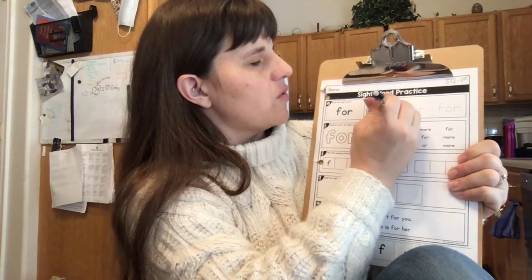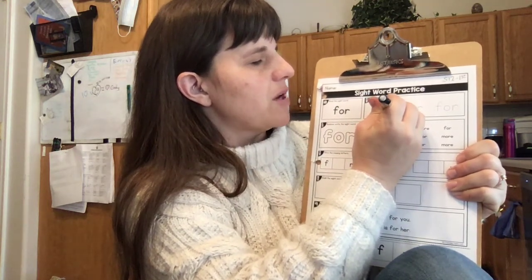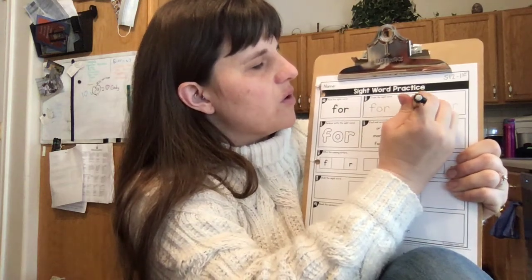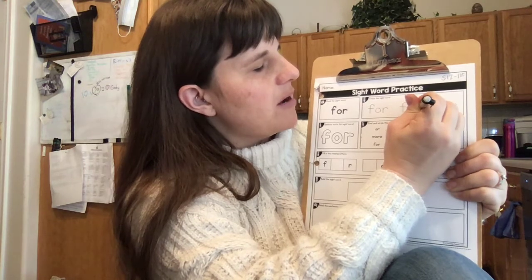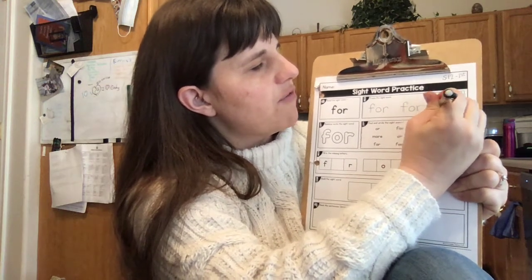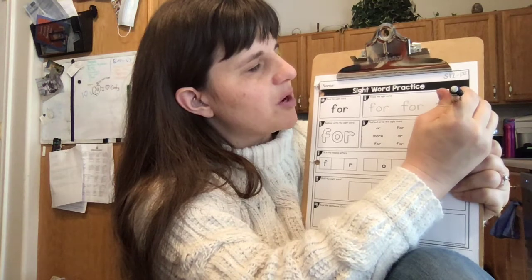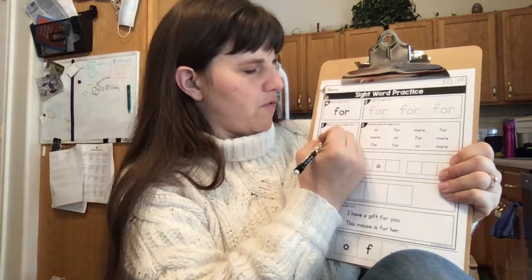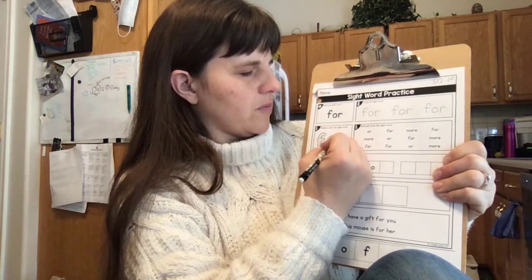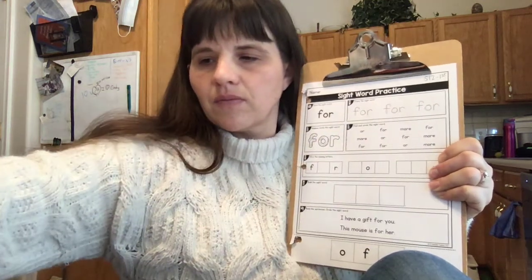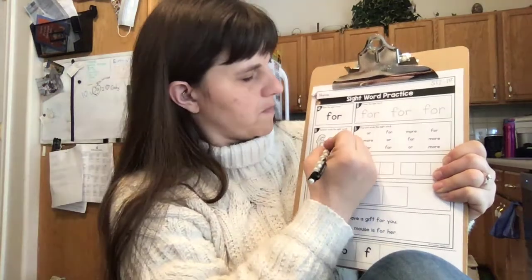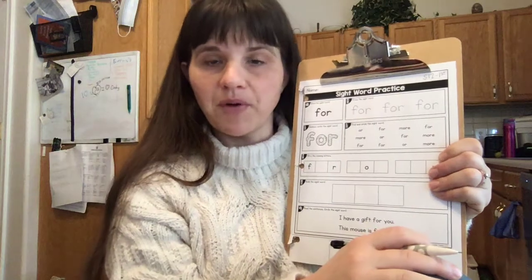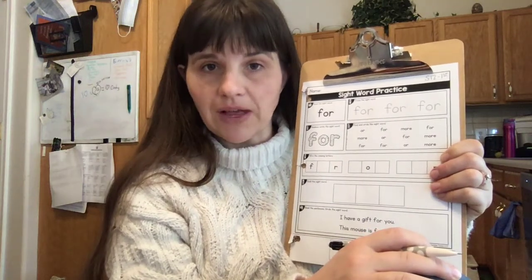F, O, remember to do your R right, dive down, swim up, come around, R, for. F, O, dive down, swim up, come around, R, for. I color it, for. Then I've got to find for. Remember, there's 5 of those letters.